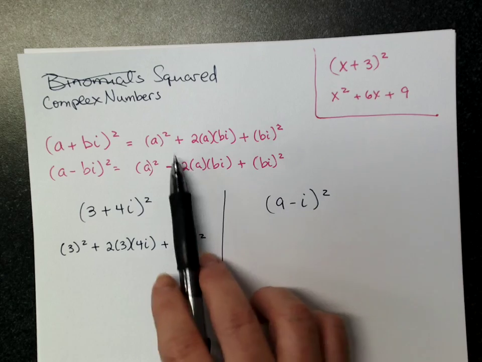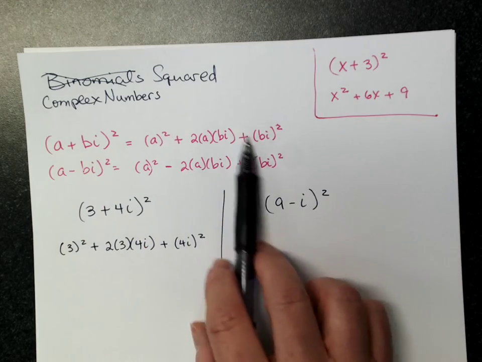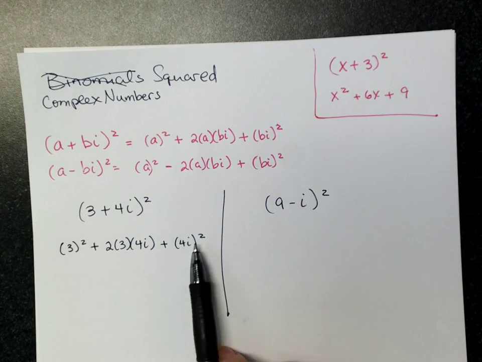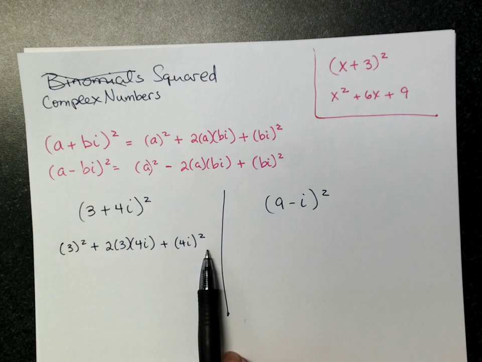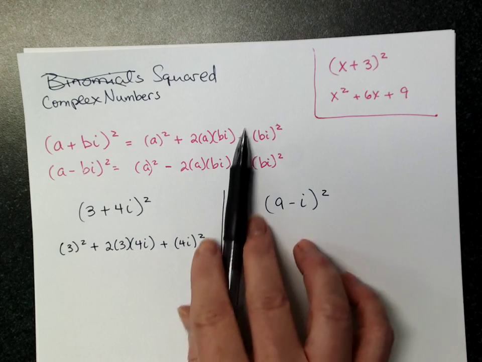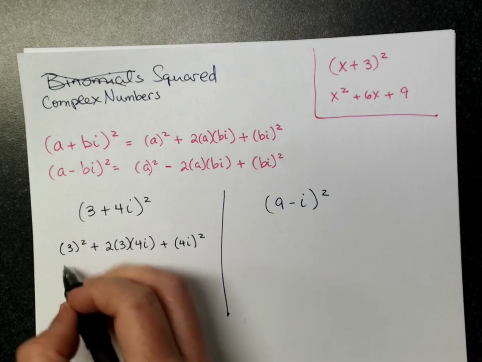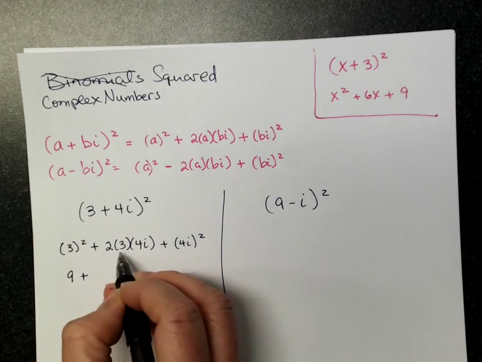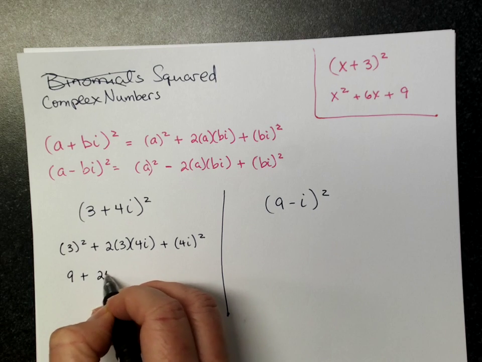Which is, the middle term is plus or minus, depending on this, and the last term is always positive. Once you simplify it, that i squared will flip it. But when you first write down the pattern, it's exactly the same. Two pluses or two minuses make this a plus. This becomes 9 plus 2 times 3 times 4i.